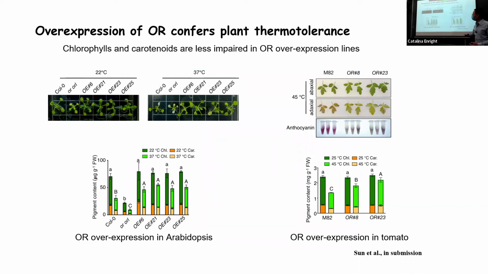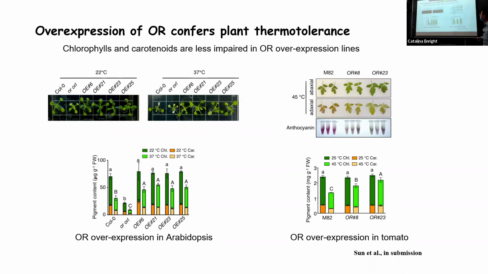So we generated OR overexpression lines, and we also have OR overexpression in tomato lines. We did a heat stress treatment. We find that the OR overexpression line in Arabidopsis showed a higher thermotolerance. When we check the pigment content, we figure out that in the overexpression line, the pigment content is less affected by the heat stress. A similar phenomenon was also observed in the OR overexpression line in tomato.